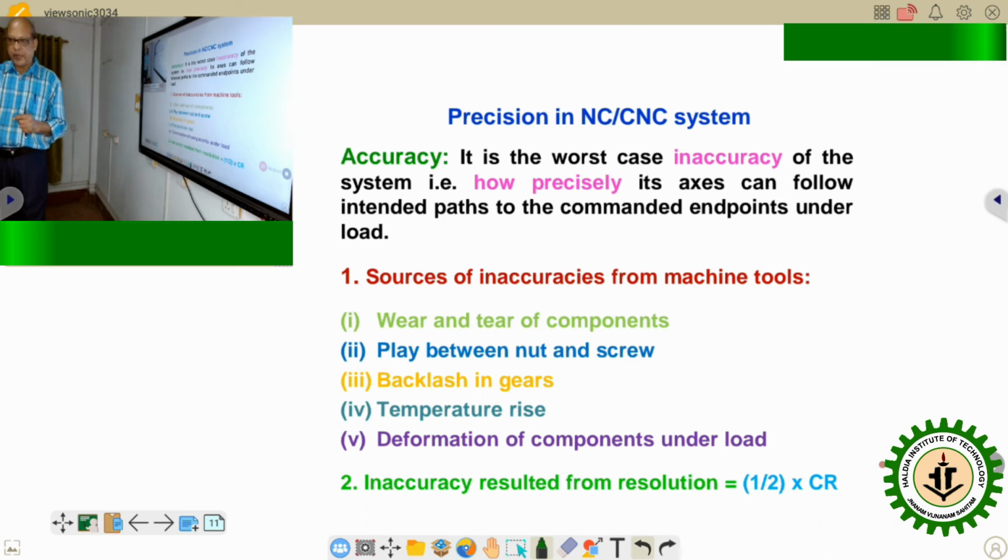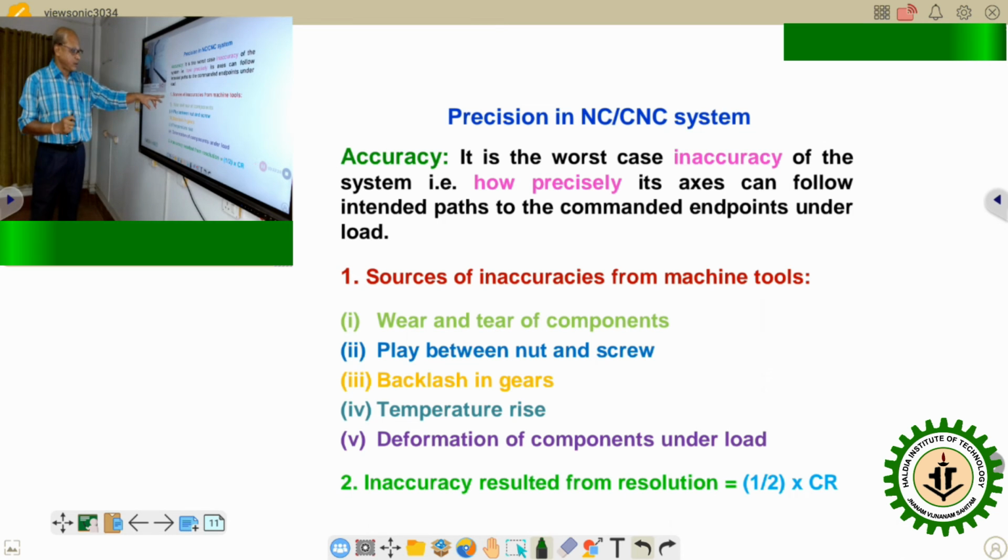You want to reach somewhere, but eventually you land somewhere else. So there is some error, and that is your inaccuracy. The lower the inaccuracy, the higher the accuracy. Now we have to identify the sources of inaccuracies. If you can identify the sources of inaccuracies and calculate them, then we will be able to define the accuracy of the NC system.